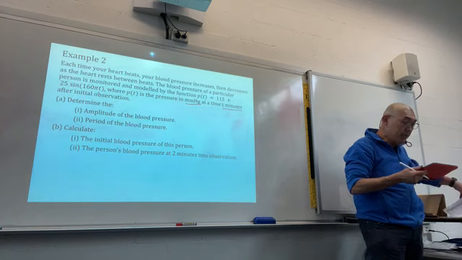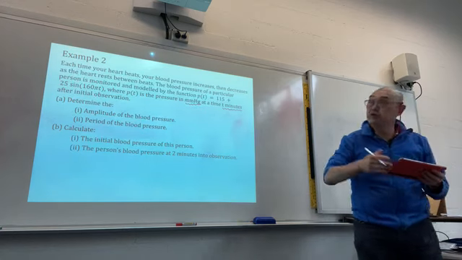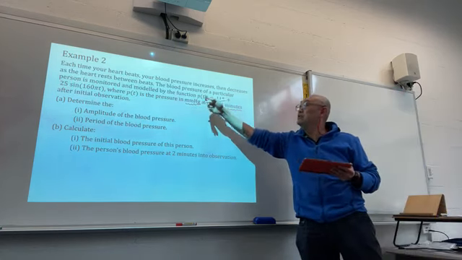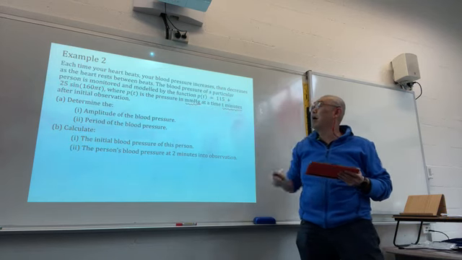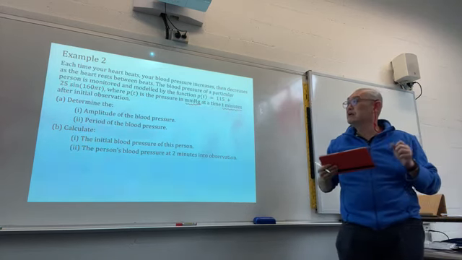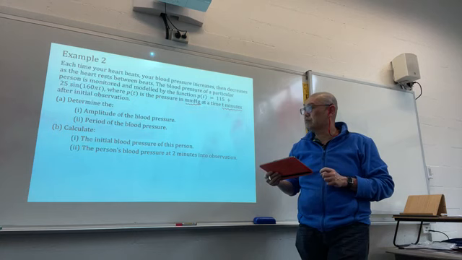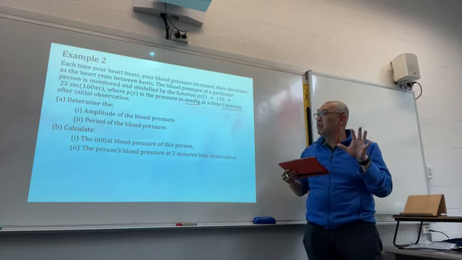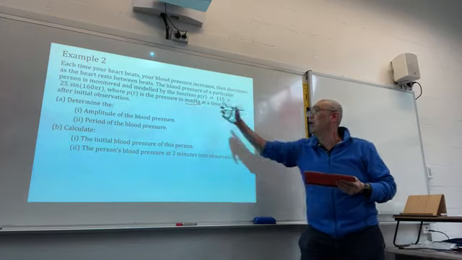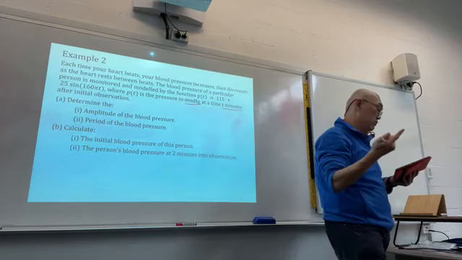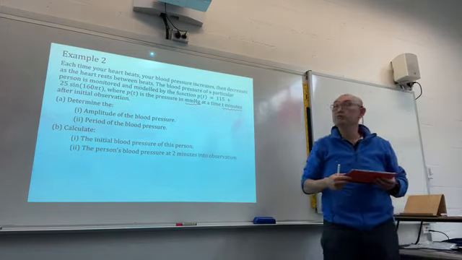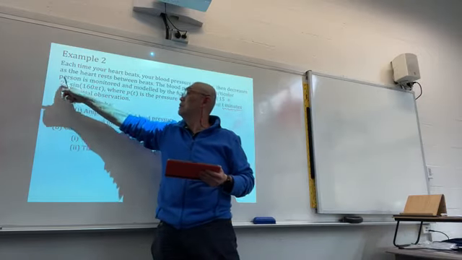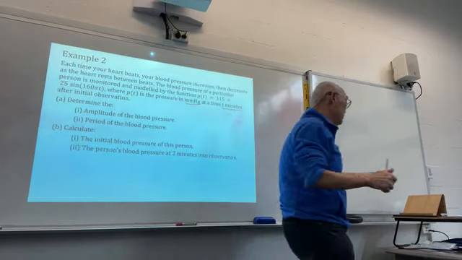So you need to think about how you could use P of t, P as a function of t, equals 115 plus 25 sine 160 pi t. Now, you could determine the amplitude of the blood pressure as well as the period based on the information given, can't you? So what is the amplitude?